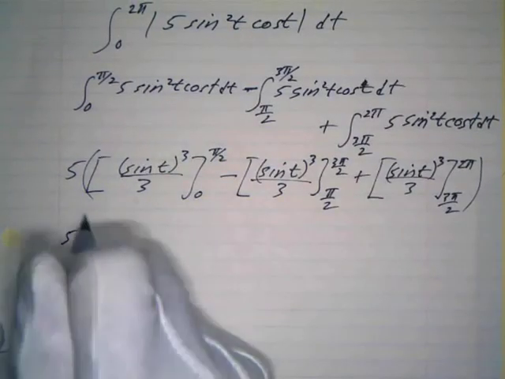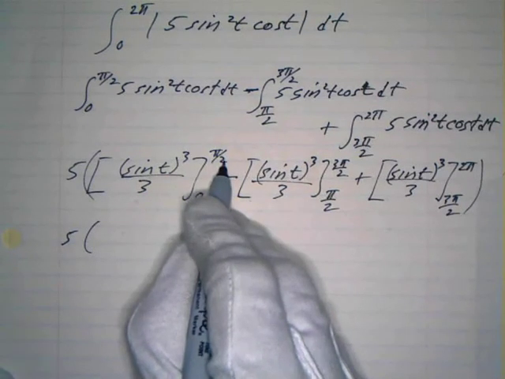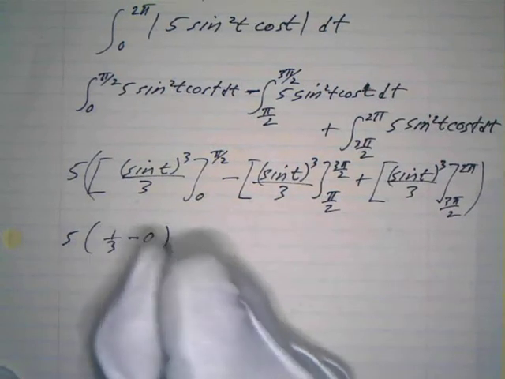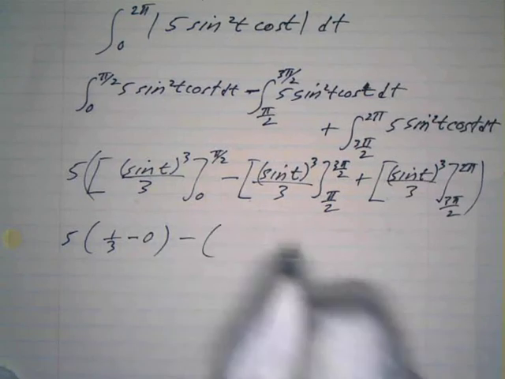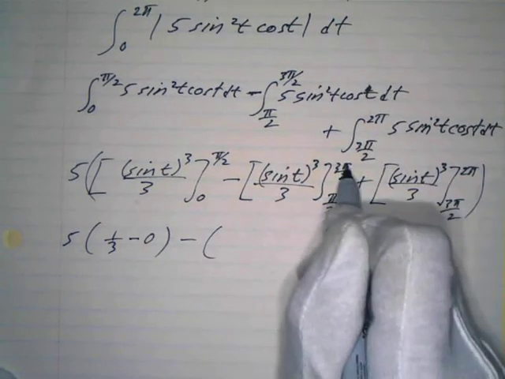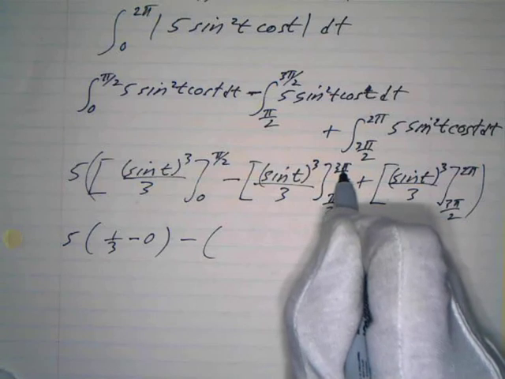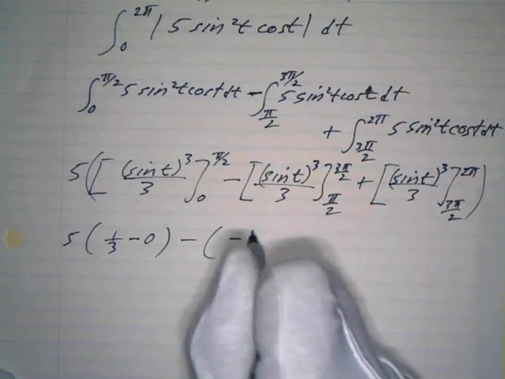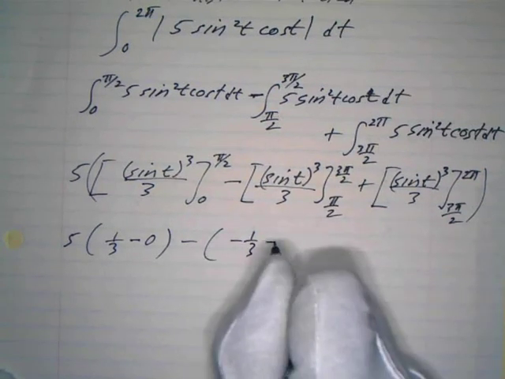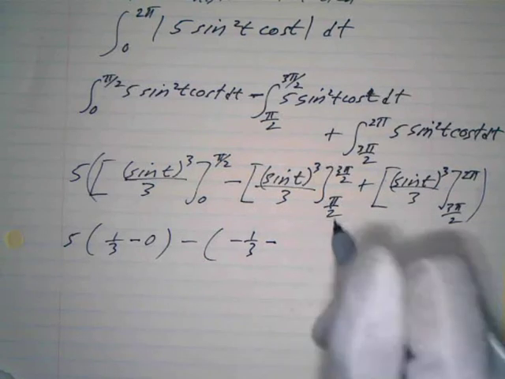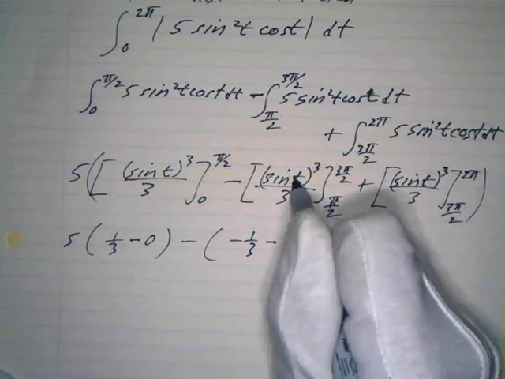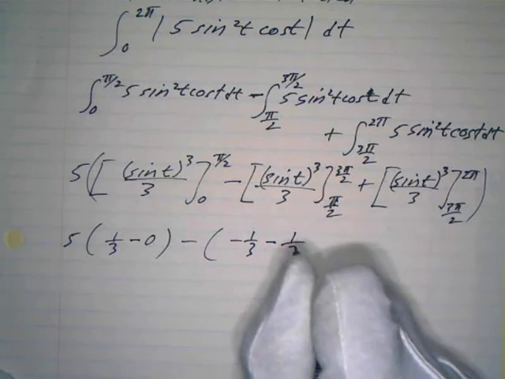So this is going to be 5 times, and the sine of pi over 2 is 1, 1 cubed is 1, so I got 1/3, minus sine of 0 is 0, okay, minus, and now this is going to be negative 1, so negative 1 cubed is negative 1, so that's going to be negative 1/3, minus, and this is going to be 1, so at pi over 2, the sine of pi over 2 is 1, so that's going to be 1 cubed, which is 1, so that's 1/3.